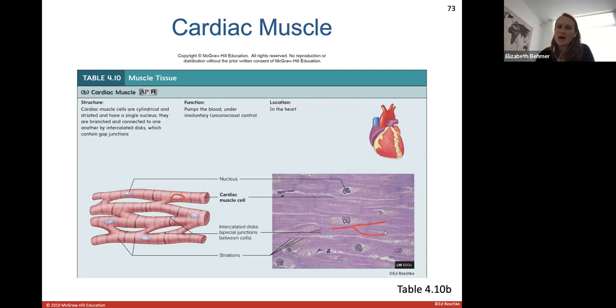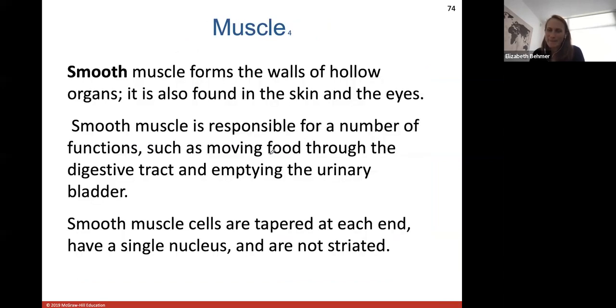So we kind of have this Y-shaped type branching. We also have these darker lines, the gap junctions called the intercalated discs in cardiac muscle cell. Your cardiac muscle pumps blood and it's under involuntary or unconscious control. So your cardiac muscle will contract subconsciously. You do not tell your heart to contract, which is good, so that when you're sleeping, your heart continues to beat and contract and pump your blood.